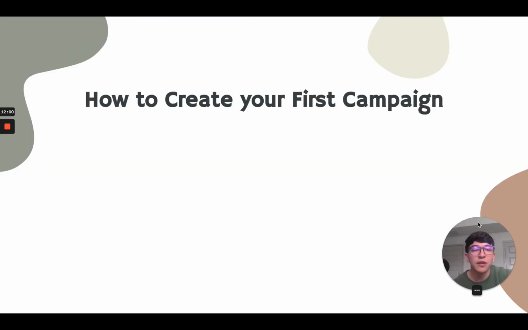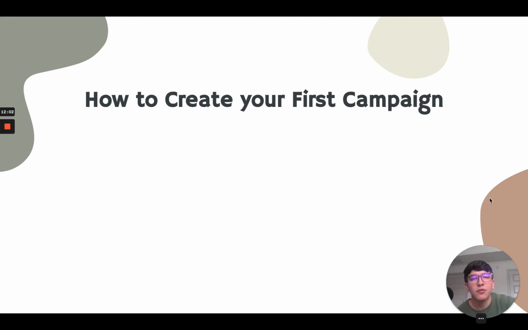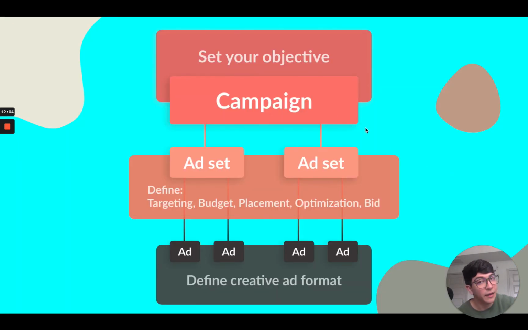Now here's how to create your first campaign. So let's go over what a campaign is, first of all. And it starts here at the top. This is a diagram describing what a campaign is. So the campaign being the biggest part, being the top of the funnel, that's where you're able to select your objective. So you can have an objective of lead generation, an objective of traffic to your website. Another objective could be receiving messages on Facebook Messenger.